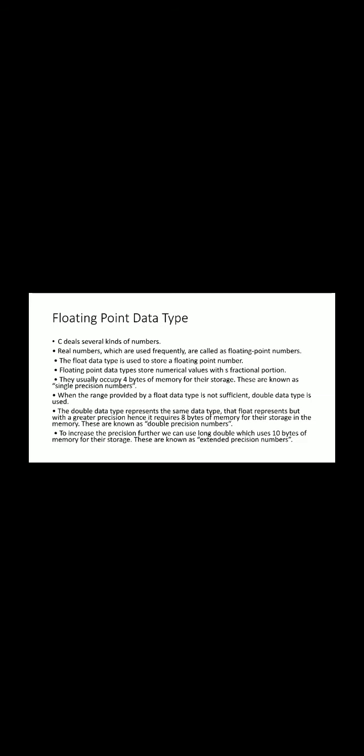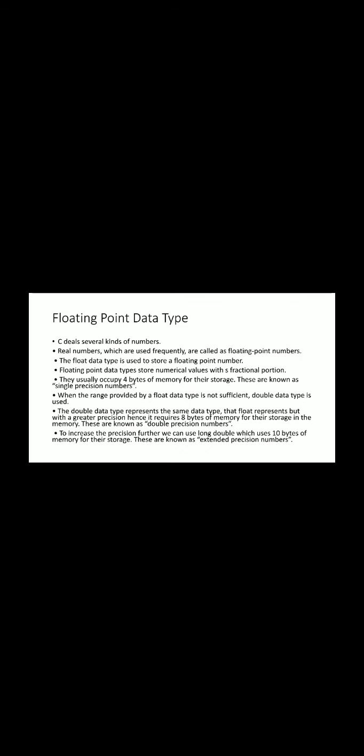Floating point data type. Next we are going to see this. C deals with several kinds of numbers, such as real numbers, which are frequently used and are called floating point numbers. The float data type is used to store a floating point number. Floating point data types store numerical values with a fractional portion. They usually occupy 4 bytes of memory for their storage. They are known as single precision numbers.